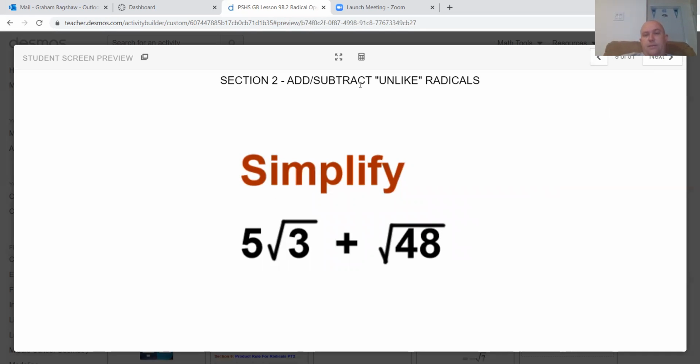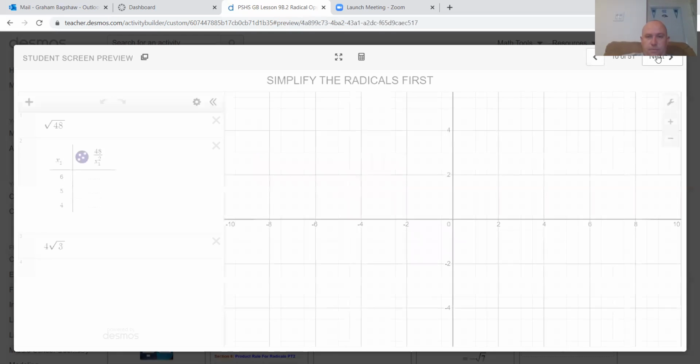So simplifying and adding, subtracting unlike radicals. So notice this time one is square root of 3 and one is square root of 48. So we're basically going to try and make them so they have the same radical. So we're going to have to work on this square root here, which is what we were doing last lesson. So we're going to simplify this square root and then see if we can combine terms.